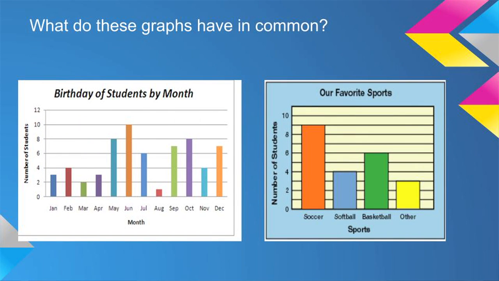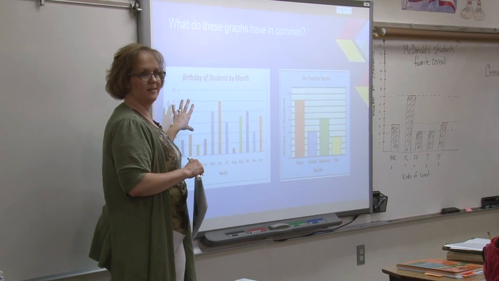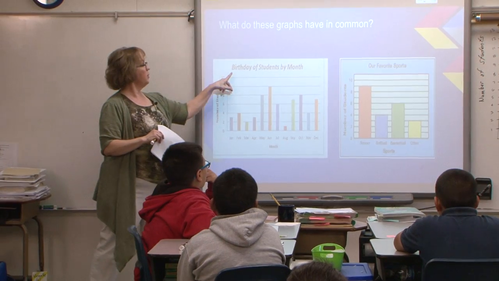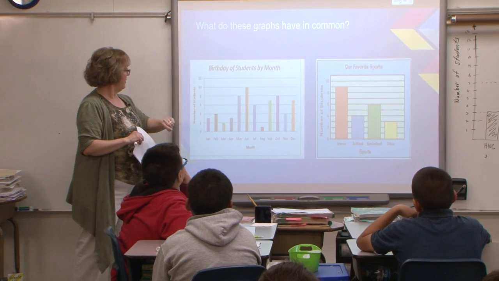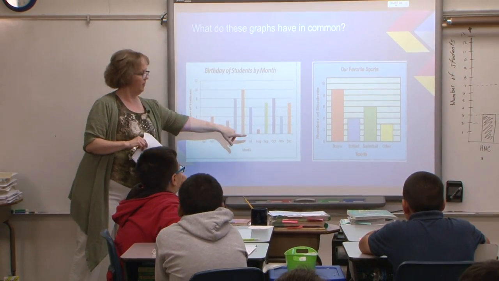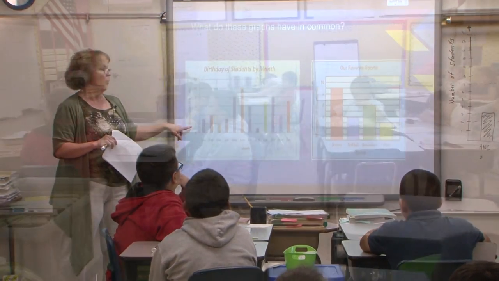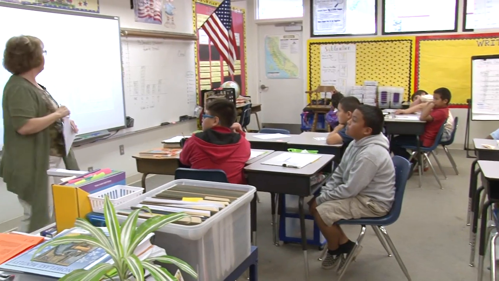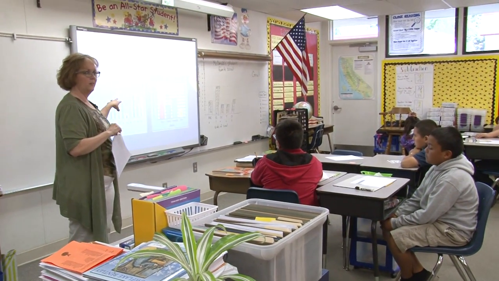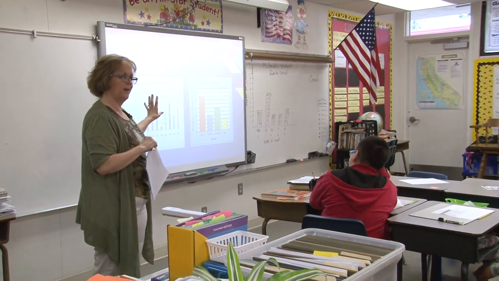This time I want you to pay attention to the labels and the title. Can you clearly see what data has been organized, what the data is about? So I have birthday of students by month. So on this side, it says number of students. And on the bottom, what do we have? The month. Could we do that with our class? Yes. So if you saw a bar graph now, could you easily be able to tell what it represents? Yes. Good. If I gave you some data, could you organize it into a bar graph?